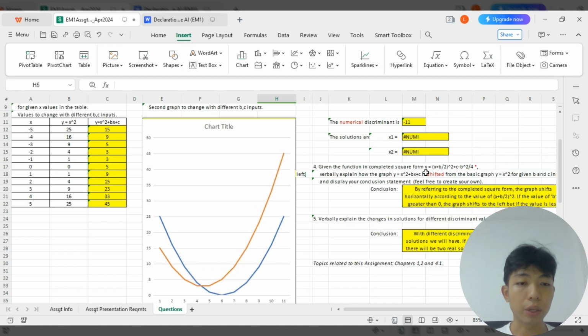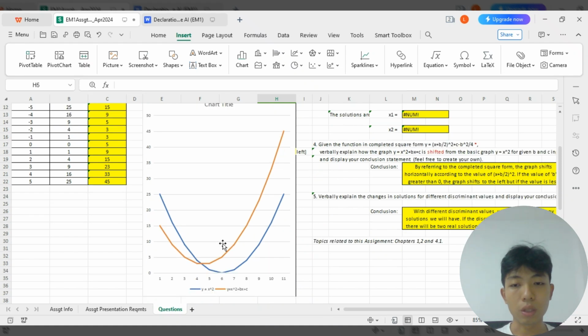And the vertical variation of the graph depends on the value of c minus b squared by 4. So if the value of c is greater than the value of b squared by 4, the graph shifts upward. If it is opposite, the graph shifts downward. For this problem, the value of c is greater than the value of b squared by 4. That's why the graph shifts upward.